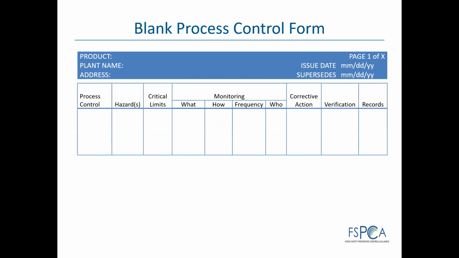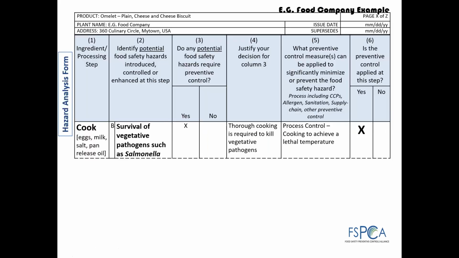So what I will focus on is the critical limits in the third box, monitoring procedures, what we're going to do, how we do it, how often we do it, and who will do that, and the corrective actions. Verification and the records are in chapters 12 and 13 of this document, so those will be talked about later if we have an opportunity. So we are basically going to talk about the middle, all those 5 or 6 lines. This is a model by the FSPCA.